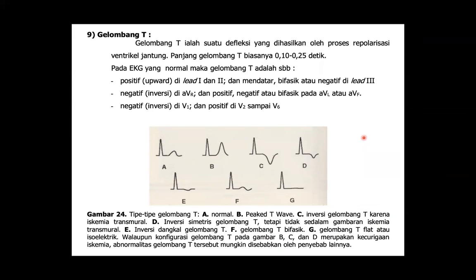The definition of a T wave is a deflection that is produced by repolarization of the ventricle. These are the different designations. This is the different pattern of the T wave. The A T wave is a normal T wave. And other than that, we can appreciate the electrical imbalance or the hypertrophy of the ventricle, or also the ischemia or infarct of the myocardium.